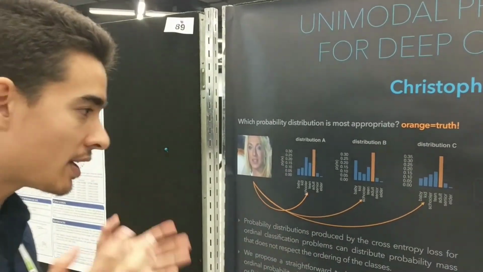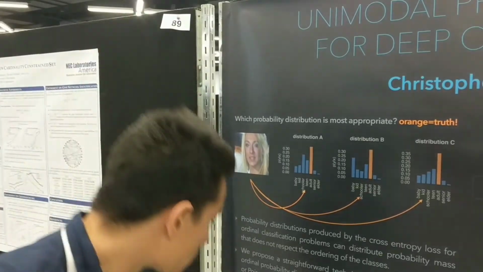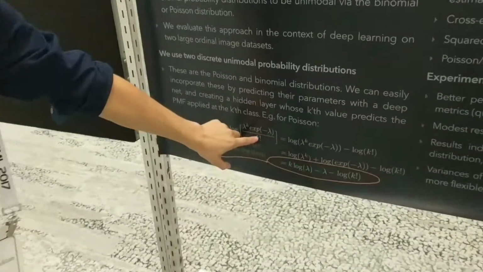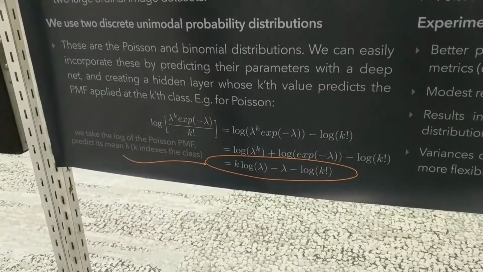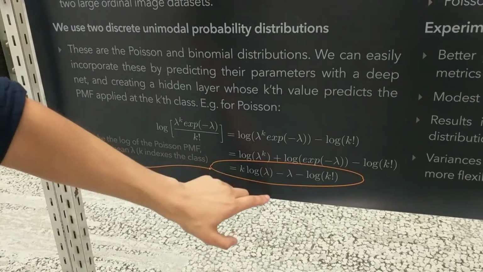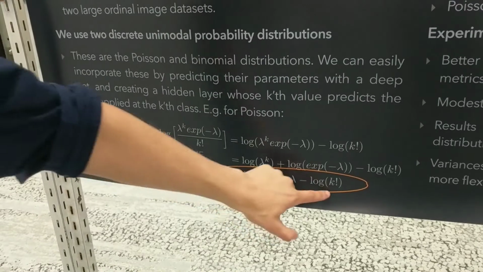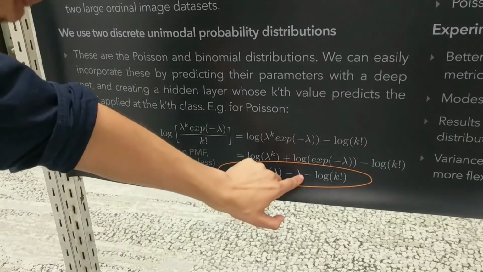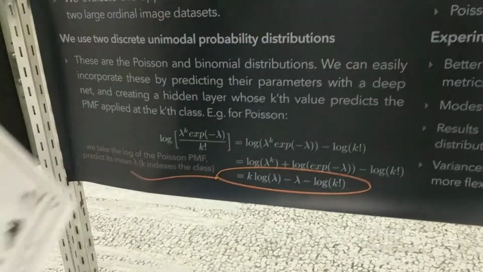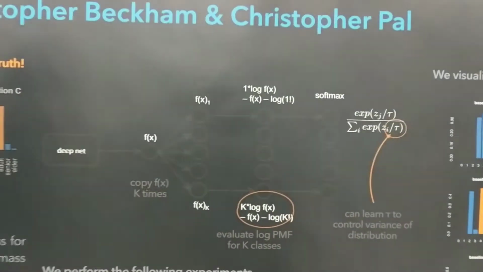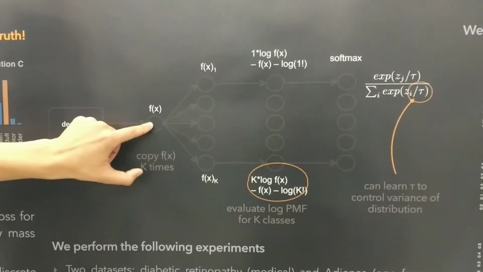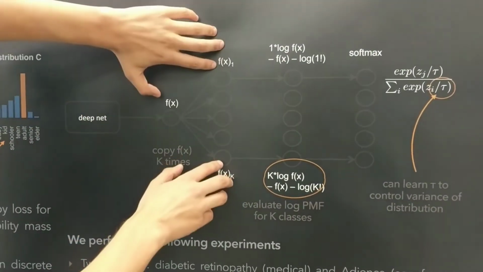We can enforce this really easily, right? If you look here, this is the PMF of a Poisson distribution, and Poisson is unimodal. This is the PMF, but if we take the log of it, we get this. And if we make our neural network predict this, where lambda is f of x, we have the neural network predict lambda, and we copy it k times.